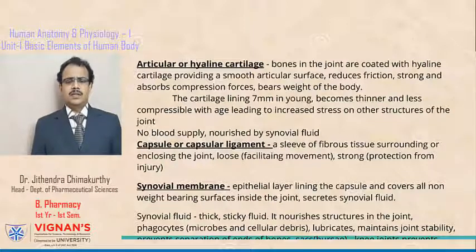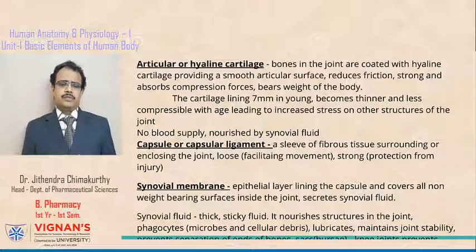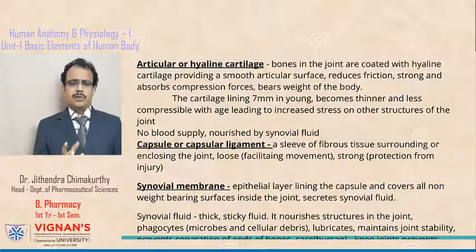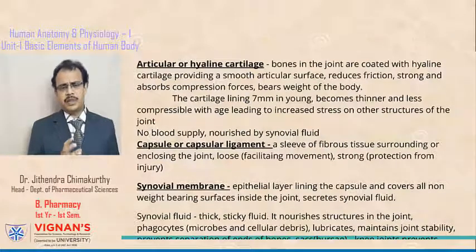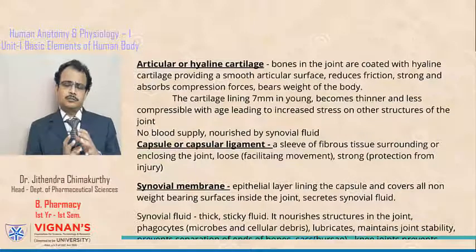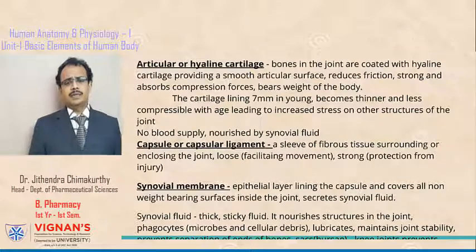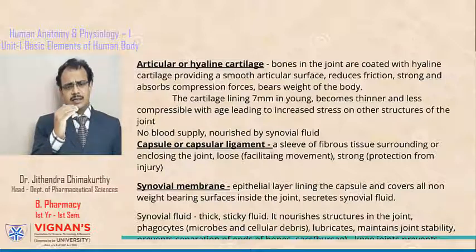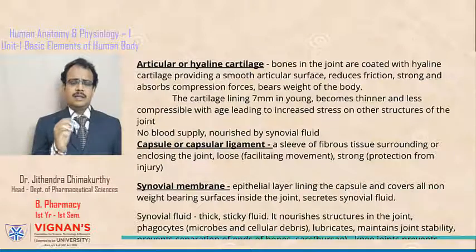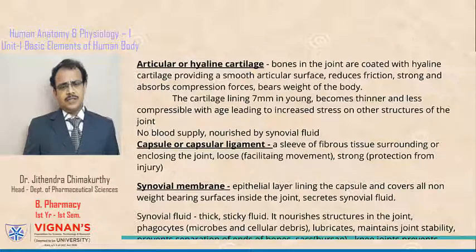It is common that those bones which are about to form a synovial joint have hyaline cartilage at their ends, and this hyaline cartilage will reduce the friction between the bones, and it also is strong enough to absorb the compressive forces. In healthy adults, the hyaline cartilage will be about 7 millimeter in length, whereas with aging this gradually reduces and becomes thinner, affecting the joint.